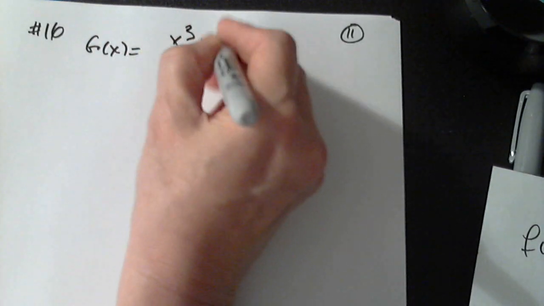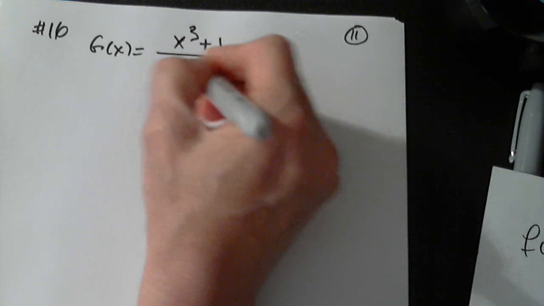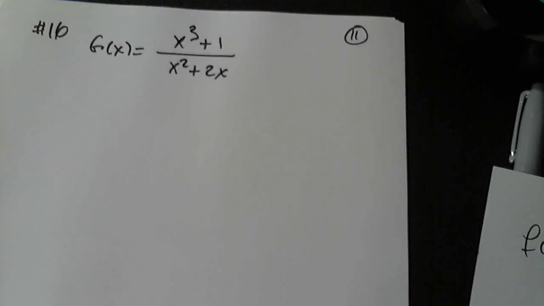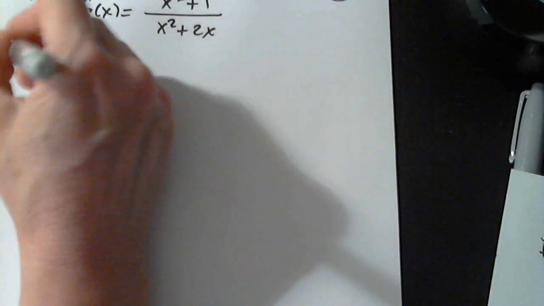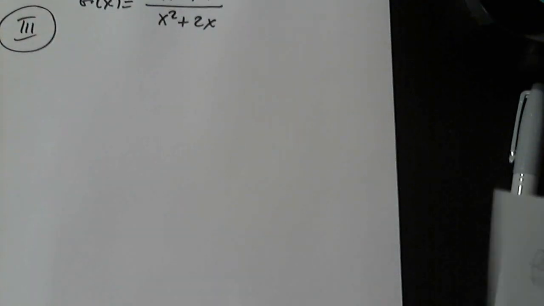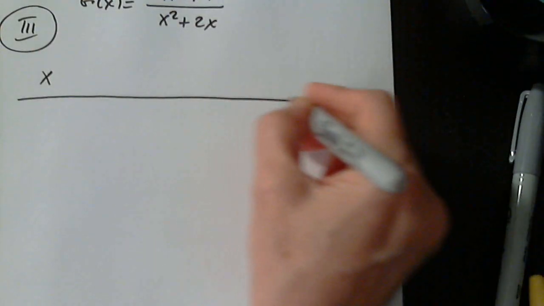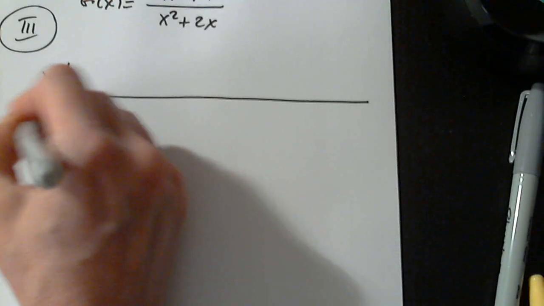Okay, so let's say we have here 16. So we have g of x equals x to the third plus 1 over x squared plus 2x. So what is different here? So this is type 3. What is different here is the end behavior, because it's the slant asymptote.